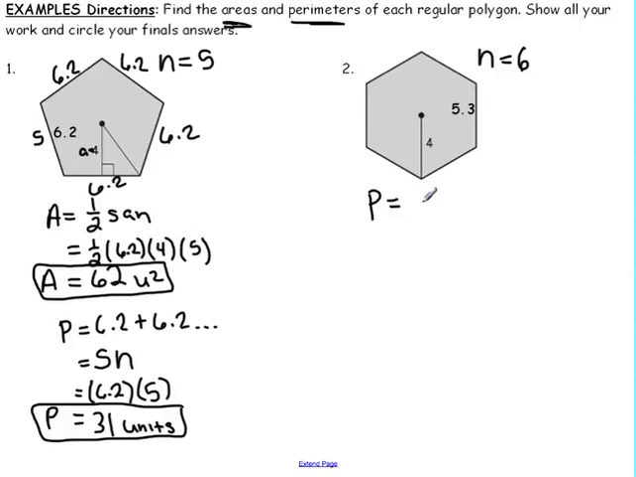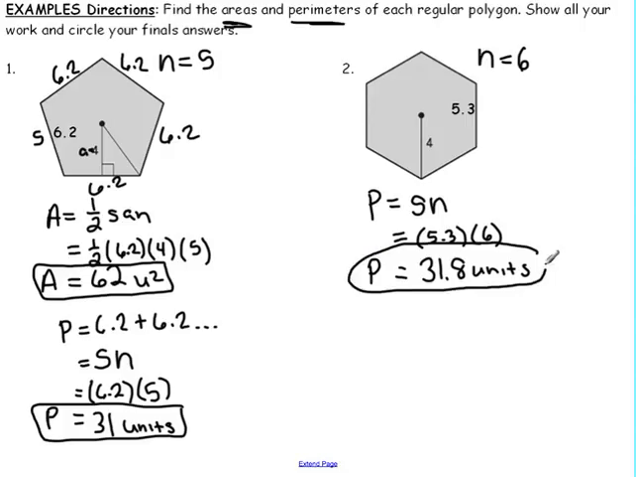Perimeter, again, is going to be S times N. That's our side length, which is 5.3, times our number of sides, which is 6. It means our perimeter equals 31.8 units. Let's circle this really quickly. We'll move on to area.